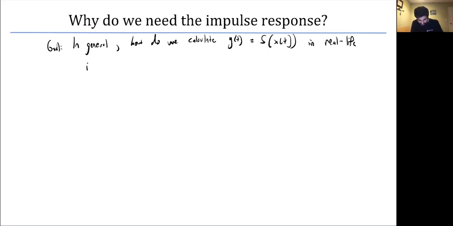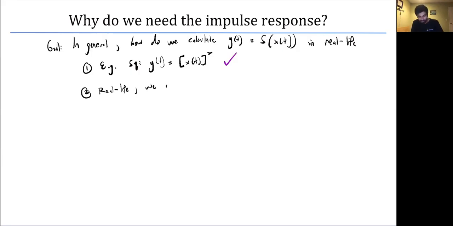We talked about examples in the class, like class examples. I told you the squaring function, the squaring system, y of t equals x of t squared. So in this particular case, this is good, because I can take any x of t, I can square it, and I can calculate the output for your system. Now, unfortunately, in real life, it's not like classes. In real life, we may not know much about S.